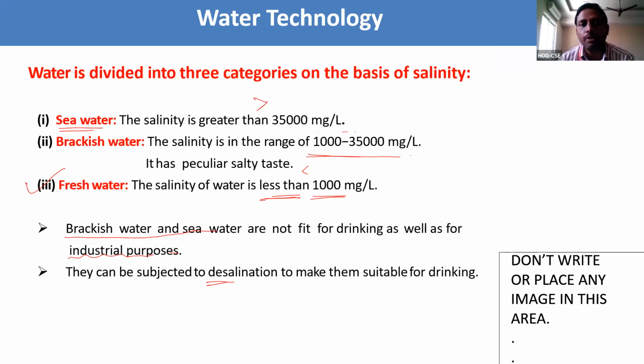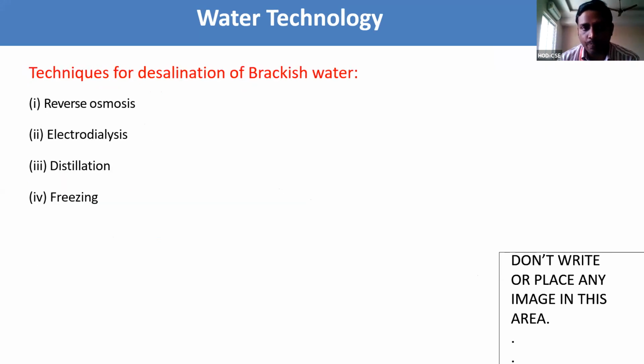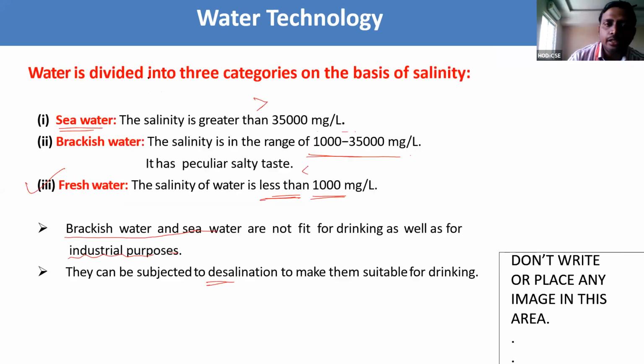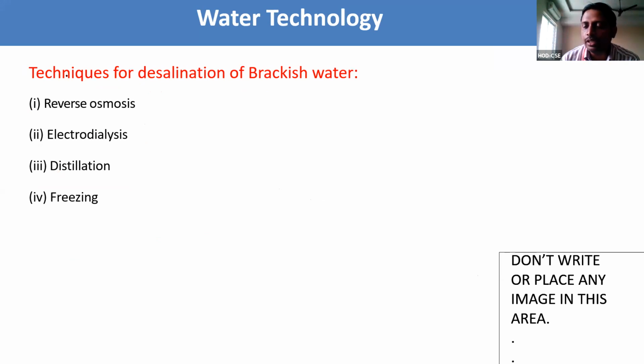Desalination of brackish water means removal of dissolved salts like NaCl present in the water. The techniques involved in desalination are reverse osmosis, electrodialysis, distillation, and freezing. In our syllabus, we have only reverse osmosis. The reverse osmosis method is used for the desalination of brackish water.